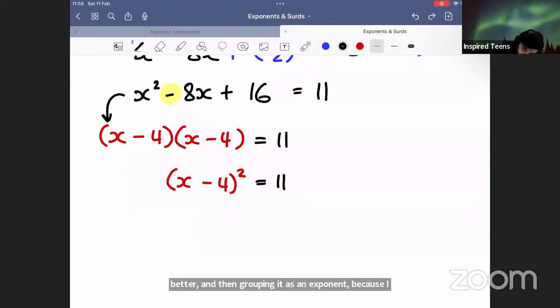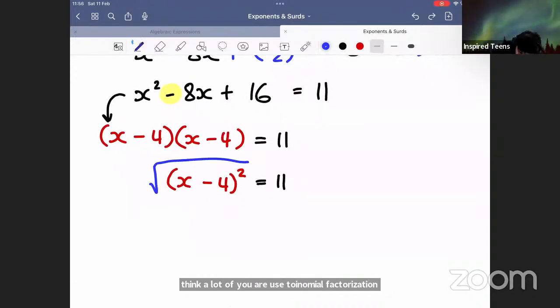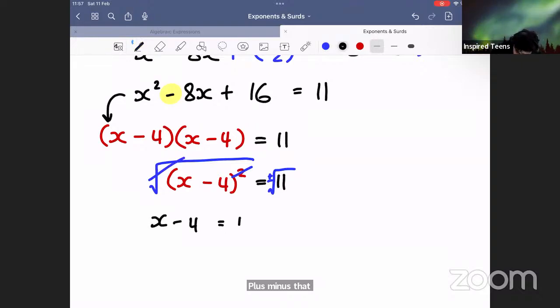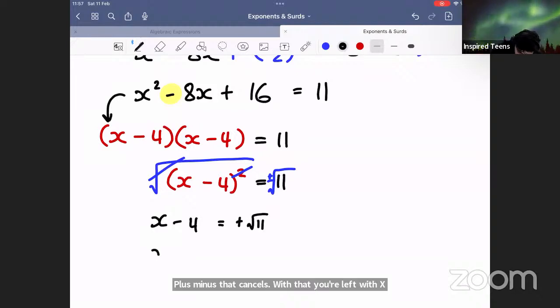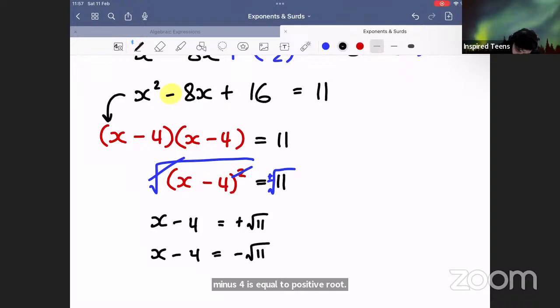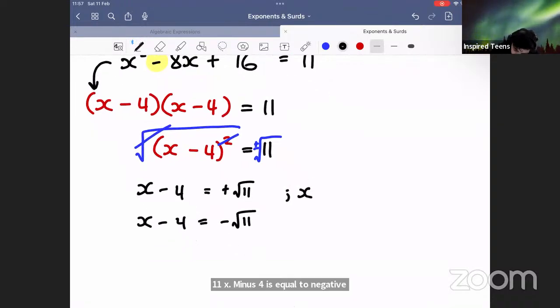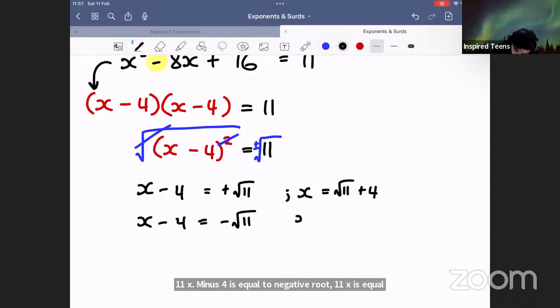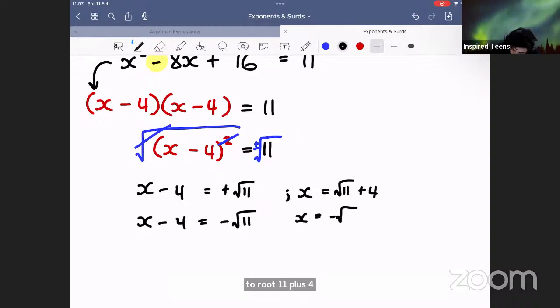And then we simply solve. So we're going to square root both sides. Plus minus. That cancels with that. You're left with x minus 4 is equal to positive root 11. x minus 4 is equal to negative root 11. x is equal to root 11 plus 4. x is equal to negative root 11 plus 4.